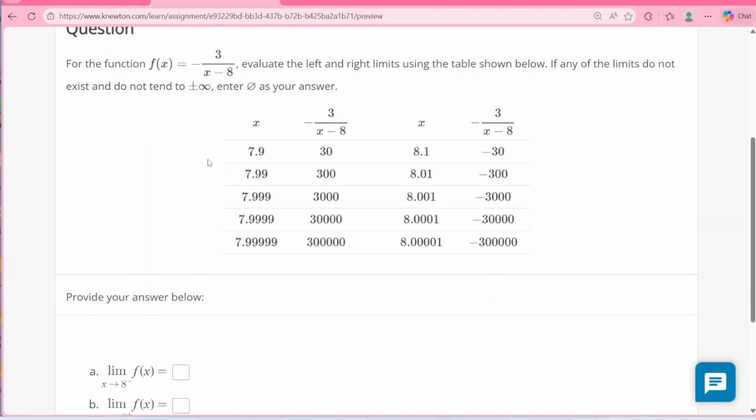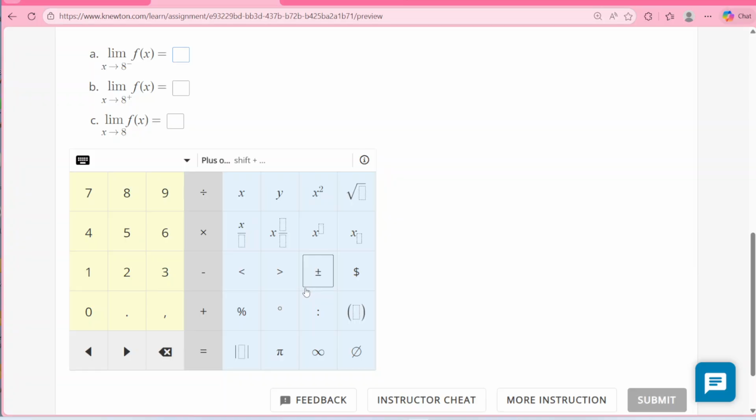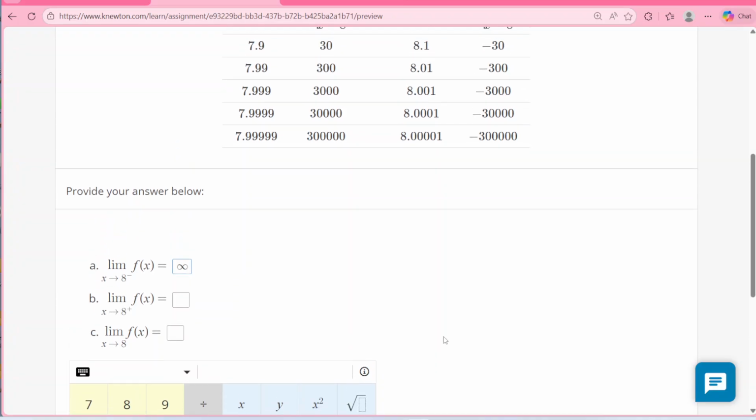So yeah, they want me to put infinity here. You can put positive infinity. Now for positive infinity, you can just put infinity. That's implied to be positive.